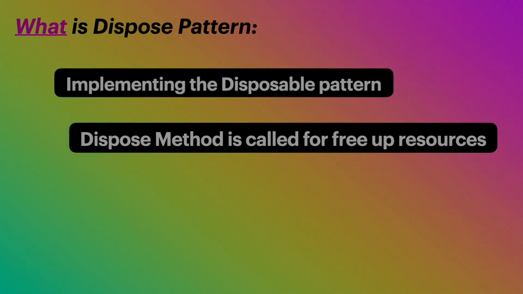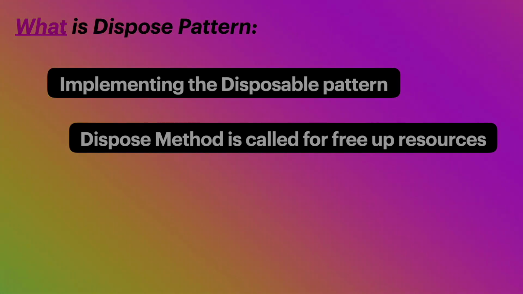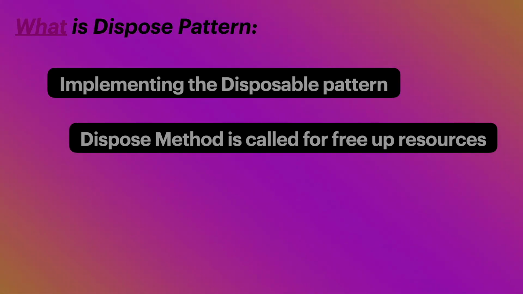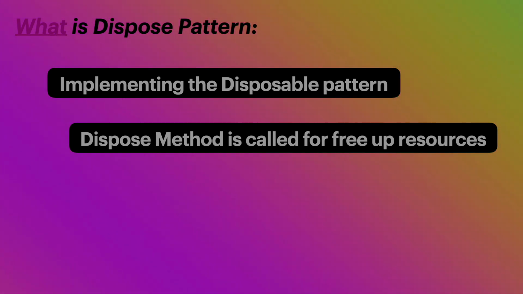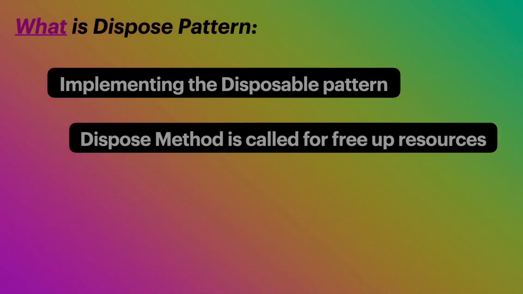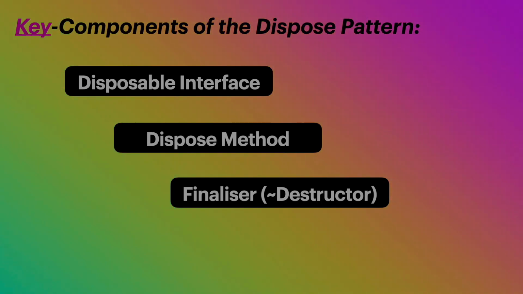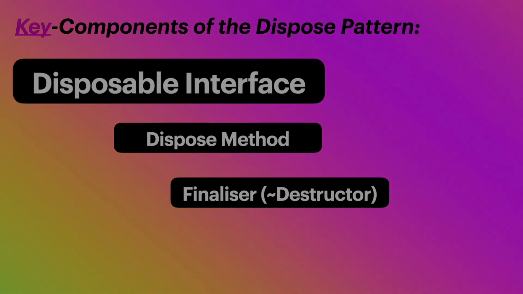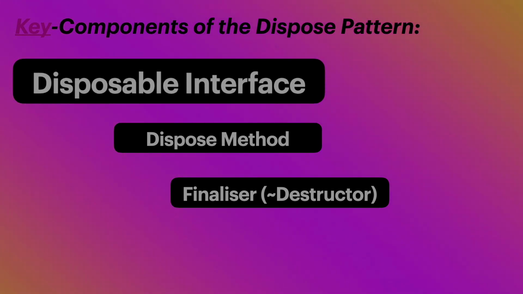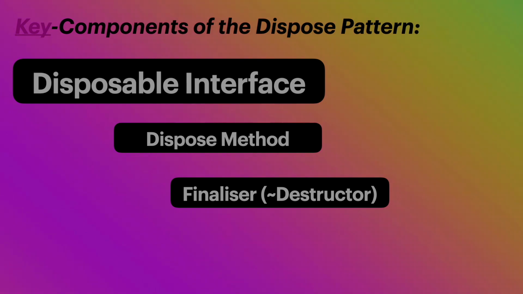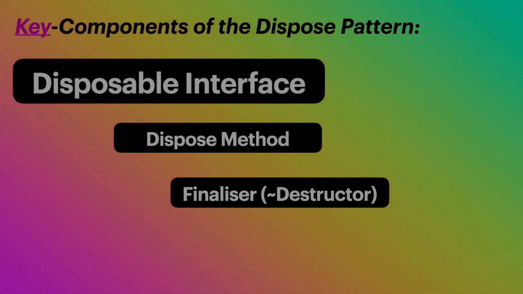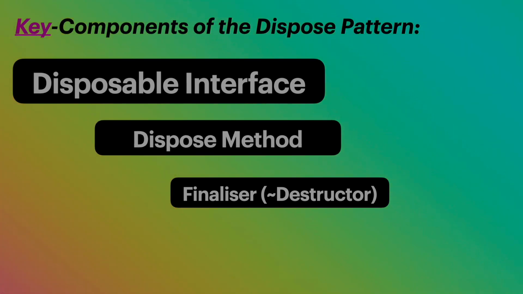Implementing a disposable pattern means implementing a Dispose method, which is called to free resources. This is a very good thing to implement in terms of unmanaged resources. Next, the key components of the dispose pattern. First is the IDisposable interface, the Dispose implementation. It defines a Dispose method for releasing resources. That is really very important.